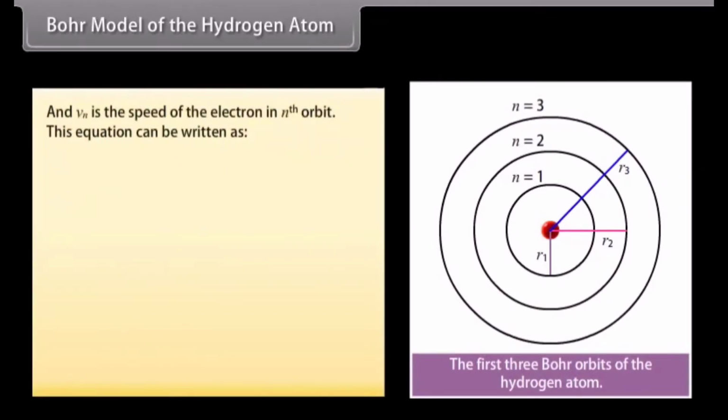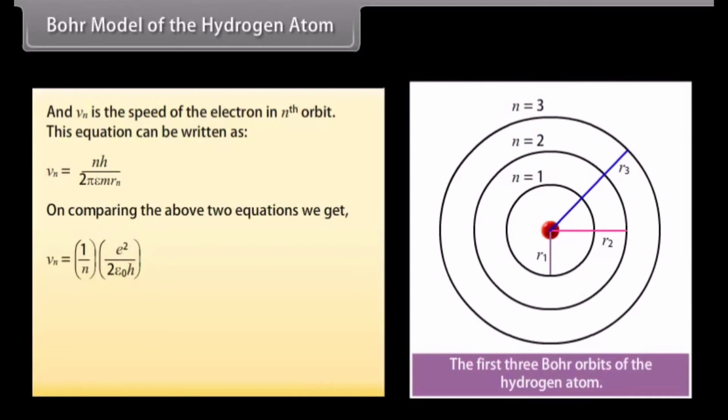And Vn is the speed of the electron in the nth orbit. This equation can be written as Vn equals nh upon 2 pi m Rn. On comparing the above two equations, we get the expressions for velocity and radius of the nth orbit. Vn equals 1 upon n multiplied by e square upon 2 epsilon naught h, and Rn equals n square multiplied by h square epsilon naught upon pi m e square, which equals n square a naught, where a naught is equal to 0.529 angstrom.